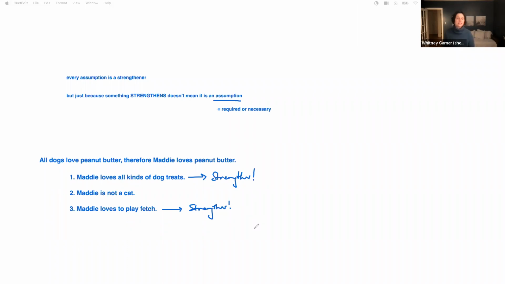So in both of these cases, I have strengtheners. They make me feel better about Maddie wanting peanut butter because they make me think that, yeah, okay, maybe Maddie is a dog or she's dog-like. But they aren't assumptions. They're not necessary for my argument. The second one, however, is necessary. It is a requirement. And so what I find, to add to this piece up here, is that strengtheners feel like strengtheners.